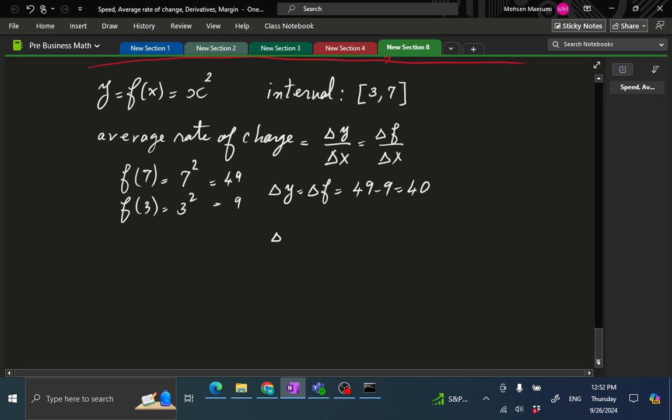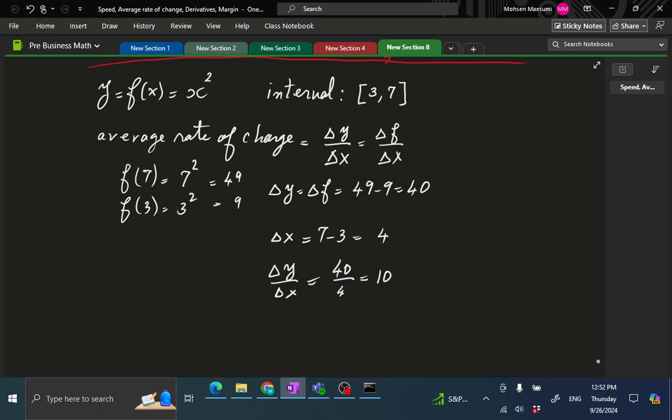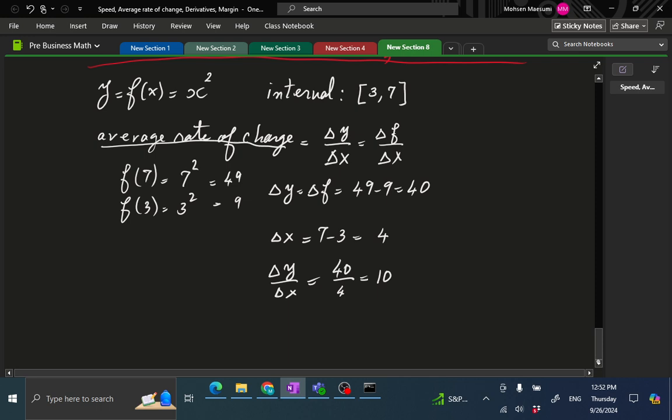How about delta x? Delta x is changing x. So that's 7 minus 3. That is 4. So what is delta y over delta x? Well, that's going to be 40 for delta y, 4 for delta x, and the ratio is a nice 10. Okay, we found the average rate of change. Average rate of change is 10.